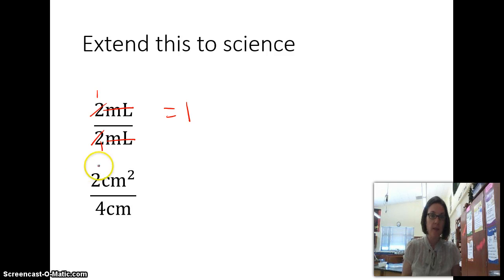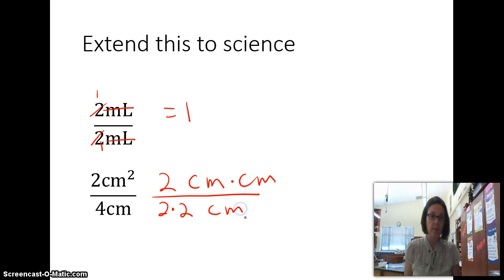We could do the same thing. Instead of x, we could have centimeters, where 2 is centimeters times centimeters, and then the 4 is 2 times 2, and there's 1 centimeter down here. So the 2's divide out to 1, there's still 1 left down here, and 2 of the centimeters divide out so that there's 1 left.